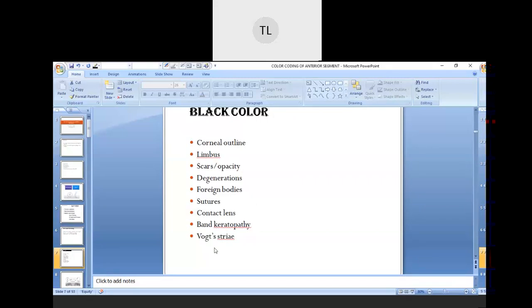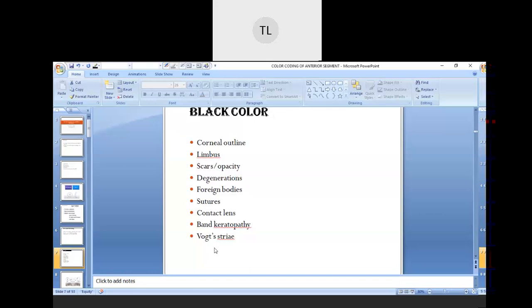Also, if the person is wearing any kind of contact lens, when it is placed over the surface of the eye, the end surface of the contact lens on your cornea, we have to draw it with the black color. Also, in the case of band keratopathy, we use black color. And then next we have Vogt's striae.